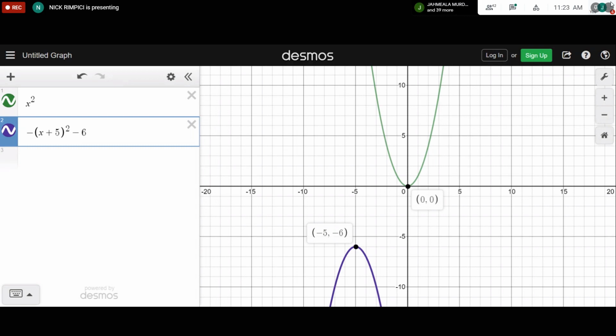Yes, I agree with that. Reflection over the x-axis, 6 units down. Anything else? And 5 units left. That's correct.